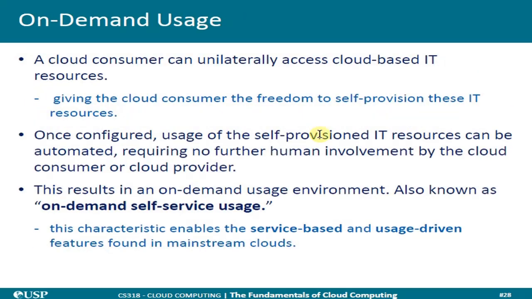So on-demand usage, what is this about? A cloud consumer can unilaterally access cloud-based IT resources, giving the cloud consumer the freedom to self-provision these IT resources. All right, so as I said, if I want to run my code and I need a more powerful computer, I can get access to that through AWS. I just pay and get the specific storage space that I need, the specific CPUs that I need. All right, so that is on-demand usage.